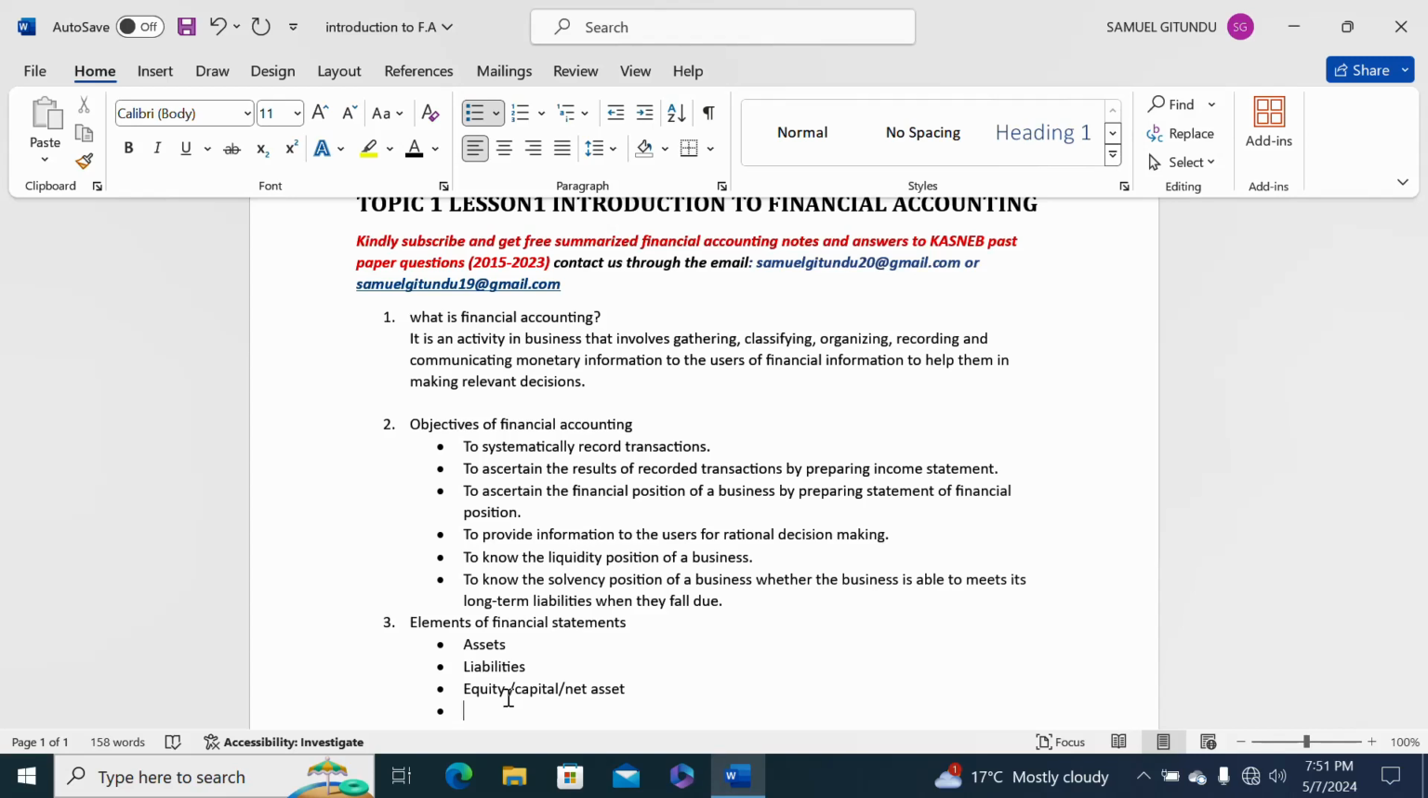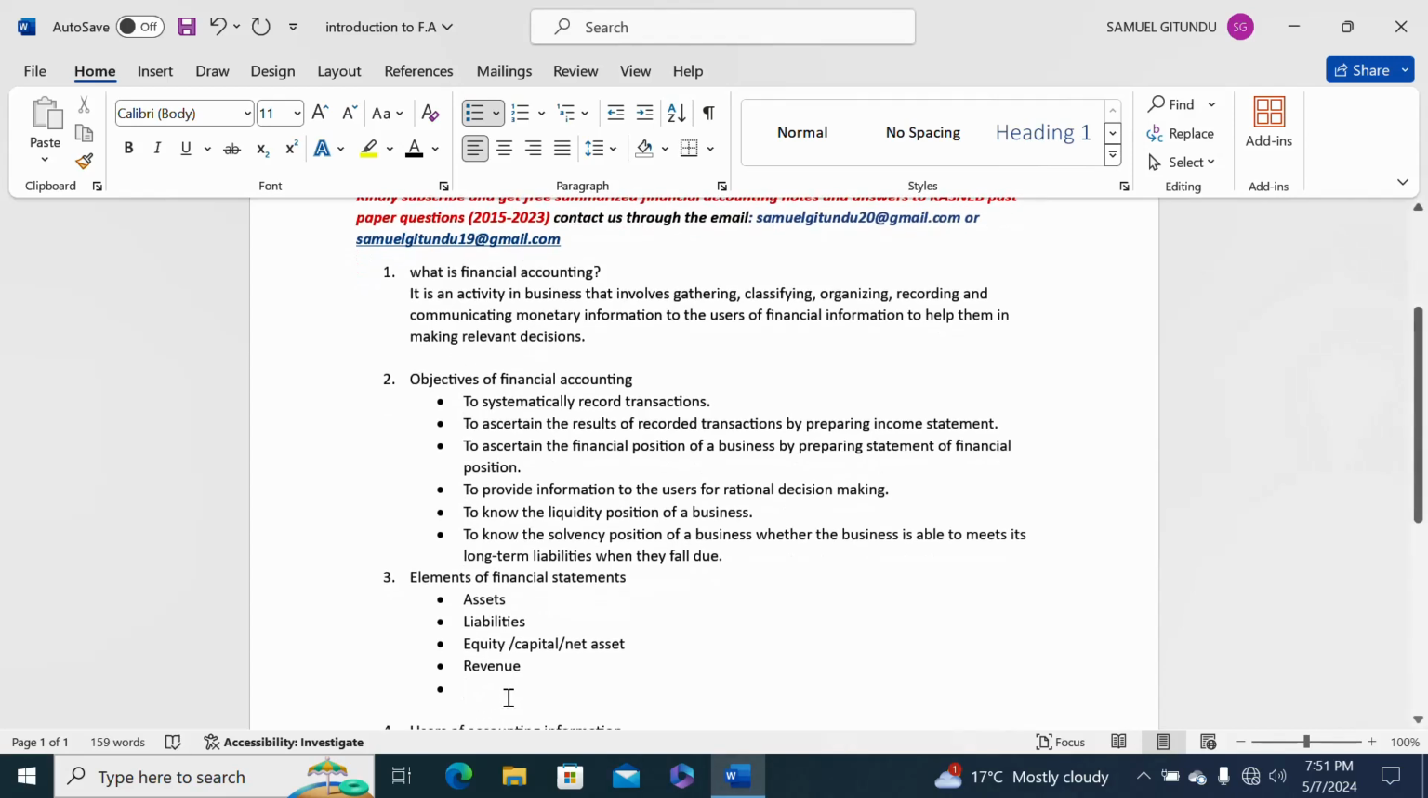And then the other element is revenue. And revenue, these are incomes. So these are basically the income of a business. If a business makes a sale, that's revenue.